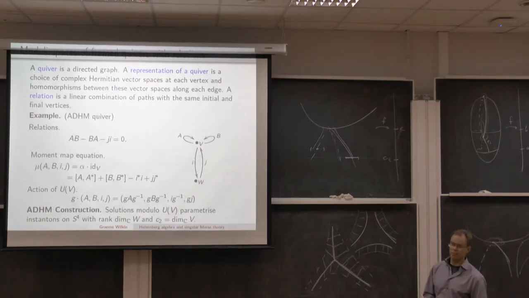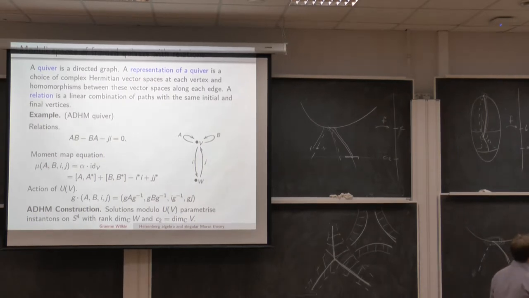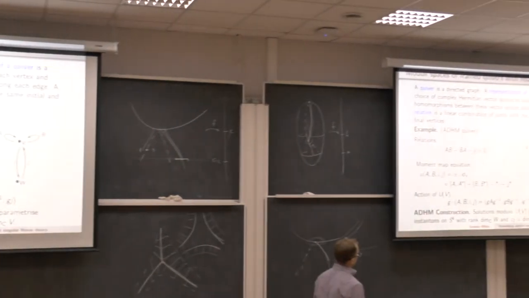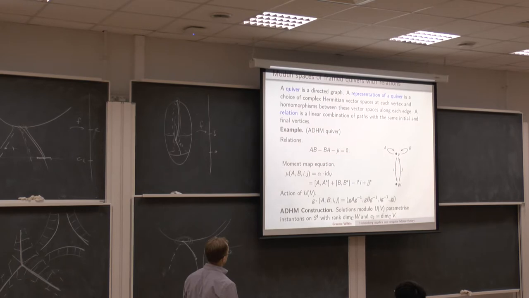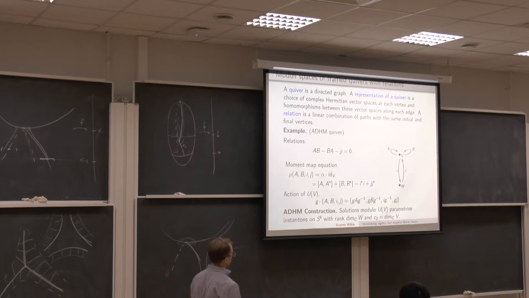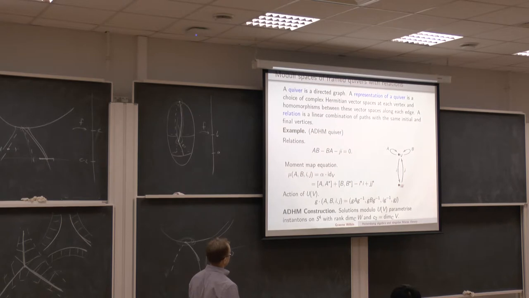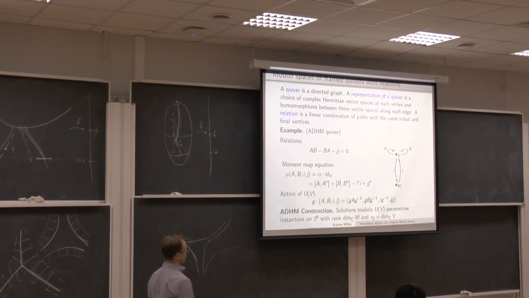Okay, so here's an example. So we saw this before in Ben's talk, before lunch. So I won't go through representation of the quiver, but I'll use this example of an ADHM quiver. So what we're doing is we start with this quiver here, which is just a directed graph. We attach complex vector spaces to each vertex, and we want to solve some relations or some equations defined by homomorphisms going along the paths in the graph here.